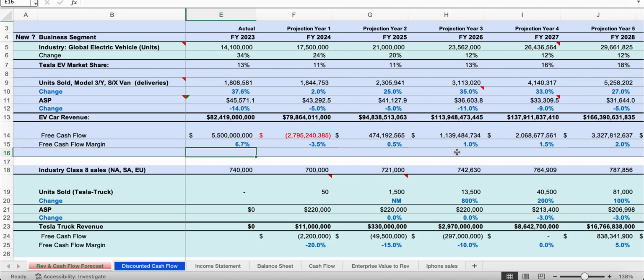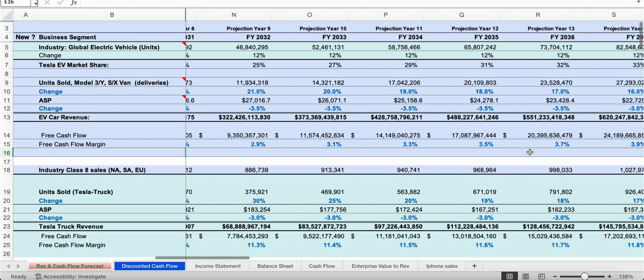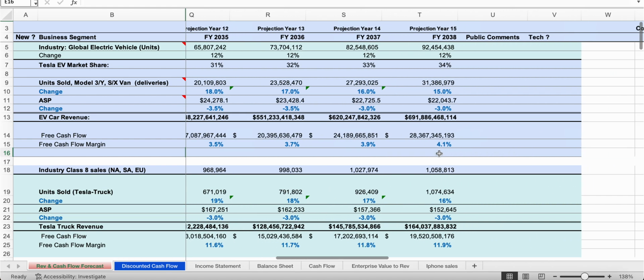Now, if we go to the right here, as we go to my projections, and they go out to 2038, I believe. Let's see. Yeah, 2038. I don't make my free cash flow margin go any higher than 4%. That's because they're going to keep the prices of the cars low. They're not going to make money on them. They're gonna make some money, but not much. They may even make this free cash flow margin as low as 1%, barely positive.